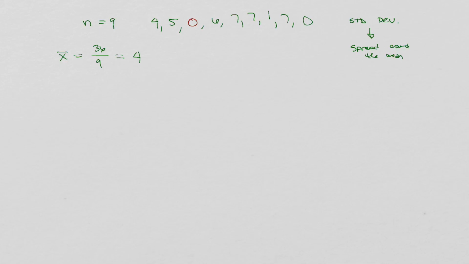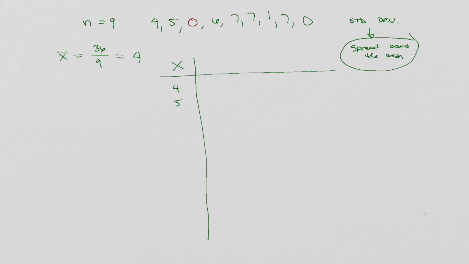So to find the standard deviation, we're trying to measure the spread around the mean. So what we're going to do is, first of all, figure out how far everything is from the mean. So if I write down all of these numbers from our data set, to see how far they are from the mean, let's just subtract the mean from all of them. So 4 minus 4 is 0, 5 minus 4 is 1, I get a negative 4, a 2, a 3, a 3, a minus 3, a 3, and a minus 4. And if we found it right, this column should sum to 0.